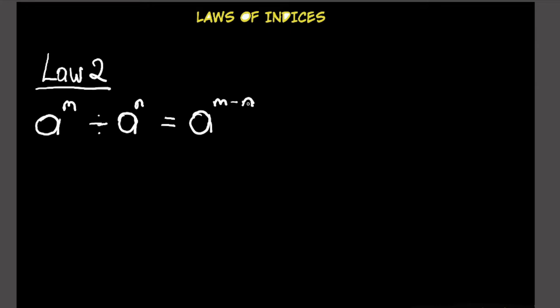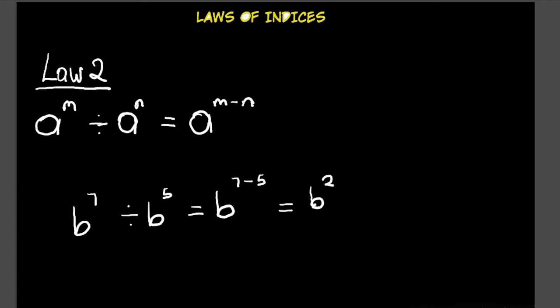So for instance, if we had b to the 7th power being divided by b to the 5th power, we would keep the base, which is b. They have the same base, so we keep the base and we subtract the indices, so it would be 7 minus 5, which would be equal to b to the 2nd power.